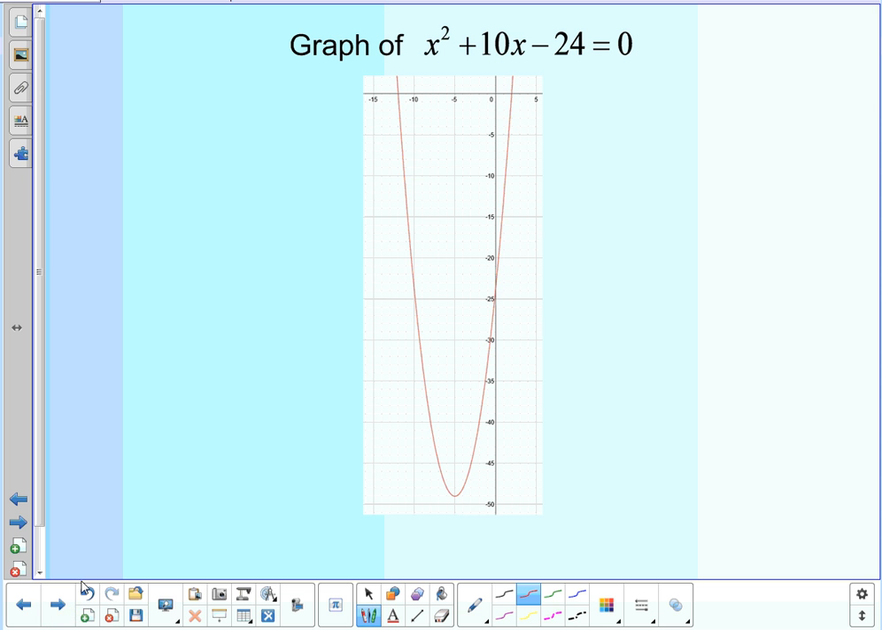Here's a picture of that graph. So same type of thing. My graph was really low here. The vertex came all the way down to almost negative 50. But when I look at the x-intercepts, there's one at 2, there's one at negative 12.